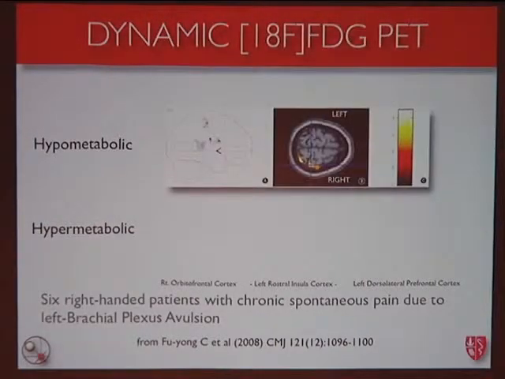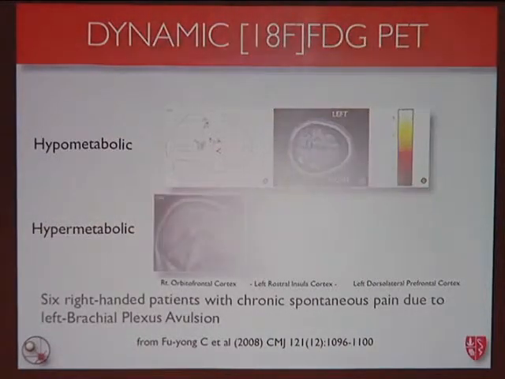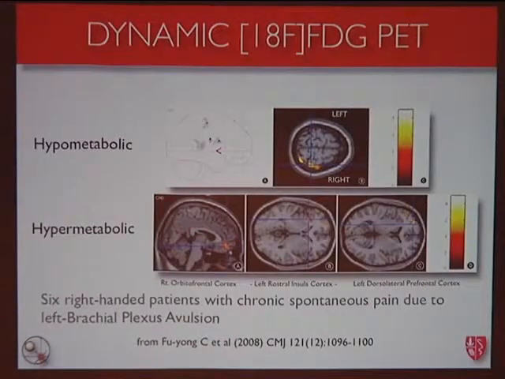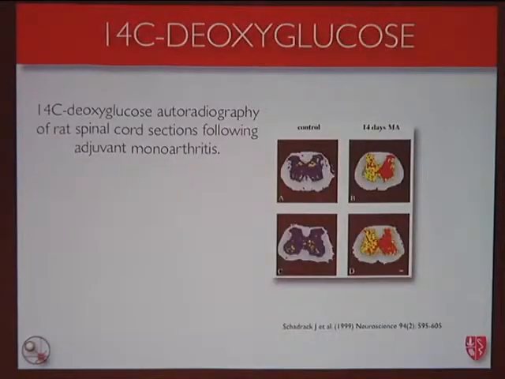Dr. Fiong and others in 2008 showed that if you did dynamic FDG imaging of the brain in patients that had chronic spontaneous pain due to left brachial plexus avulsion, you actually can detect hypometabolic changes in the right cerebral hemisphere, as well as hypermetabolic changes in the left rostral cortex, for example, or the dorsolateral prefrontal cortex. So a variety of changes are detected with dynamic FDG PET.